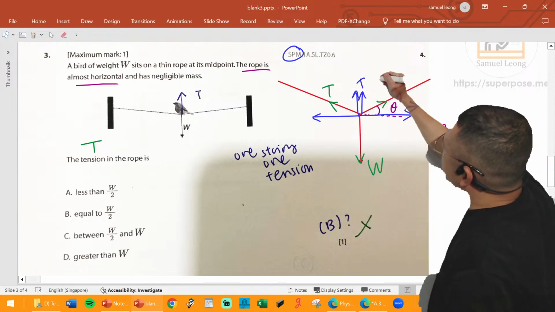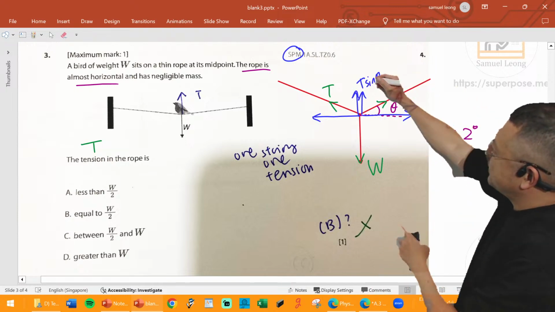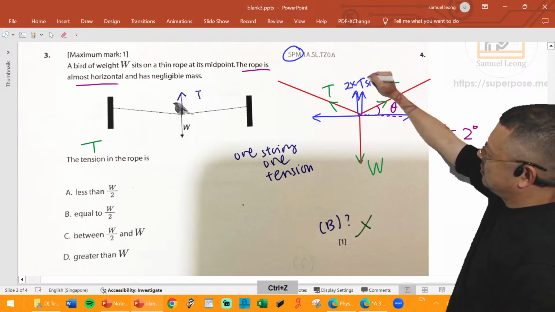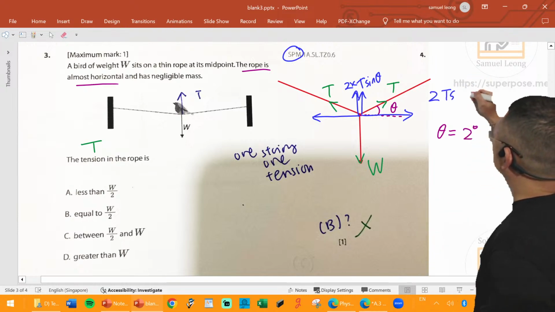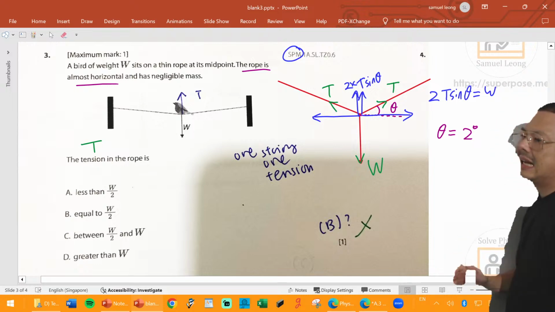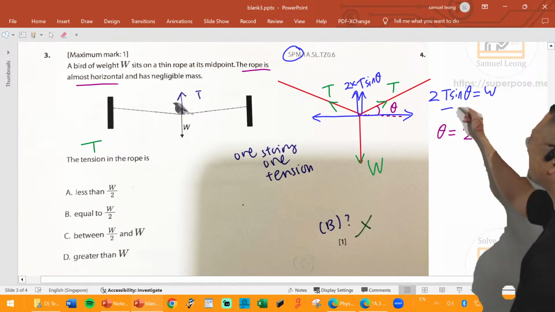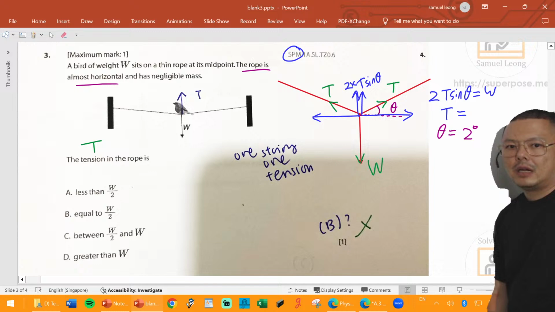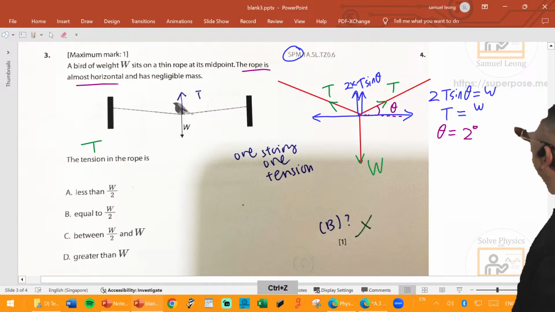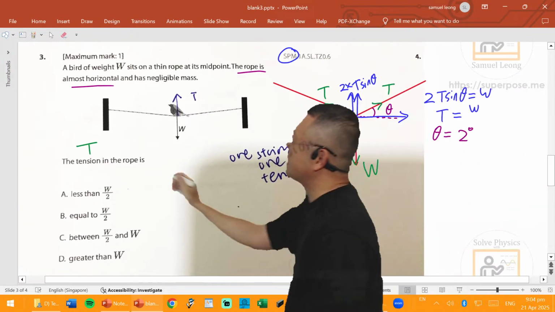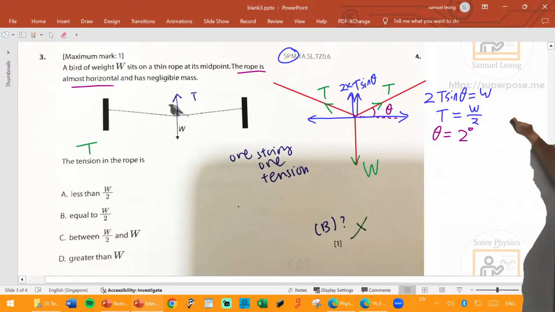So am I right to say that two times T sine theta must balance the W? So 2T sine theta equals W. Let's assume theta is small, 2 degrees. Can you compare T for me? T equals W over 2 sine theta.